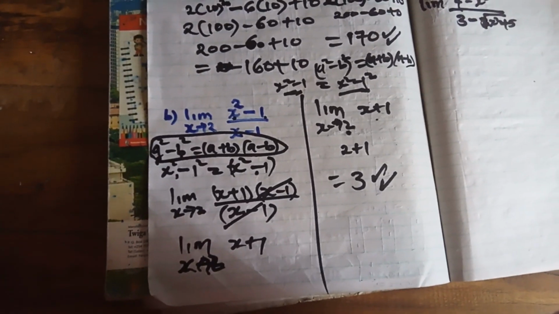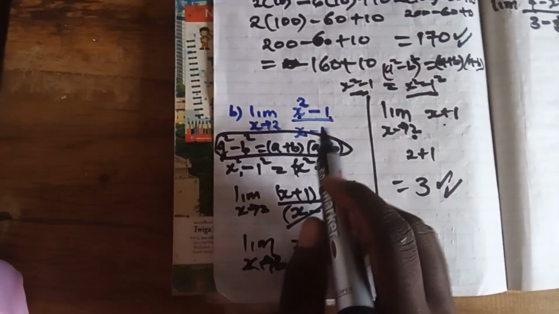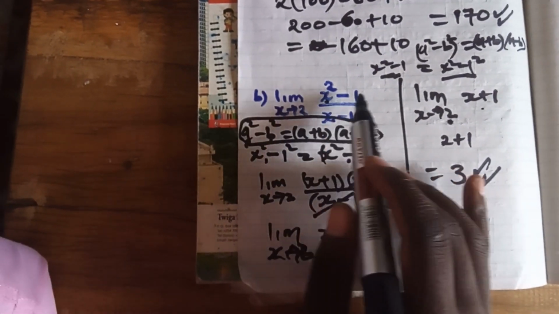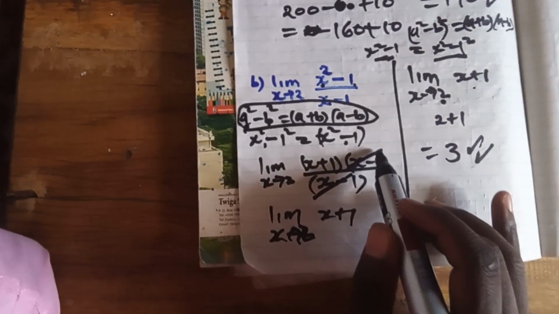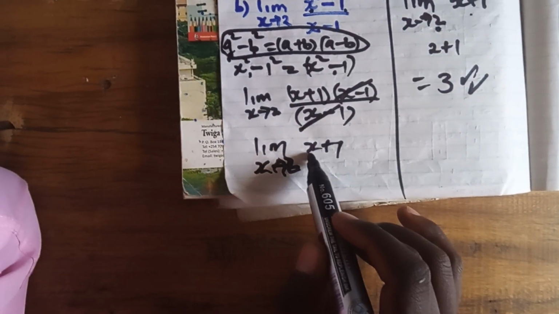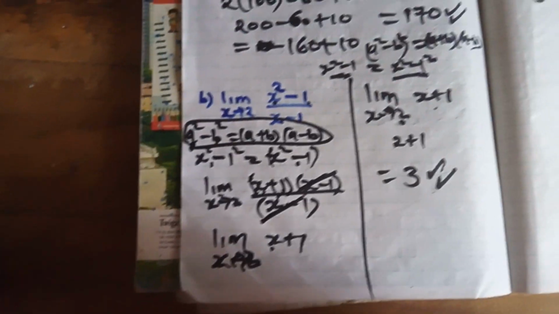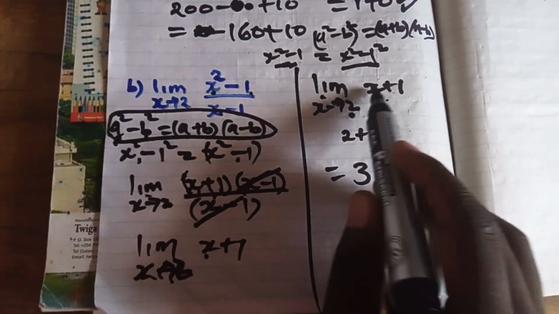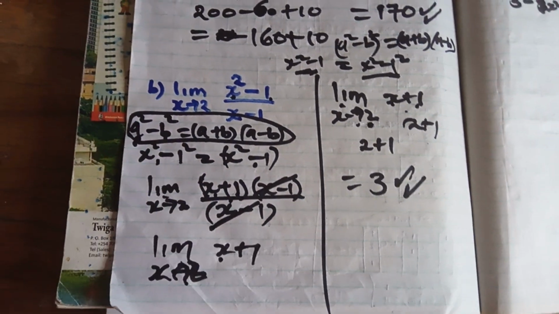So let us substitute. It shall be the limit. So we have to replace the value of x squared minus 1 by (x plus 1)(x minus 1). Then this one will cancel out with this one. Then we will remain with the limit of x plus 1. This one is the remaining x plus 1. So when we calculate the limit of x plus 1, but our x is 2, so we say 2 plus 1, the answer will give us 3.